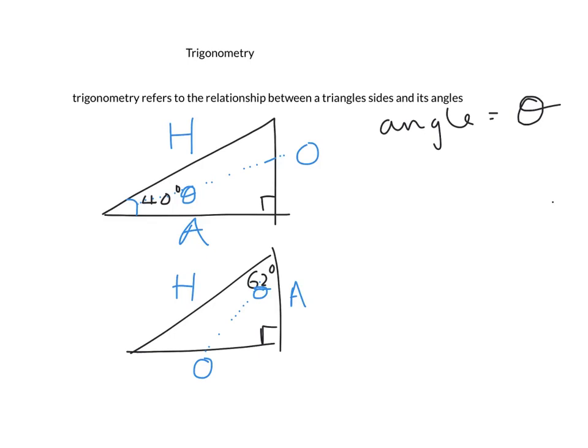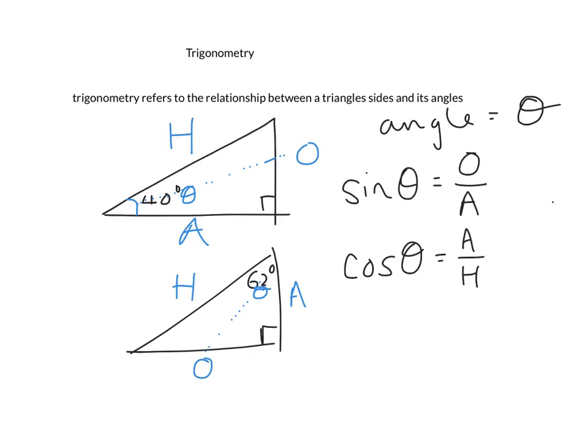All right, now there's three little formulas that we need to know about this. I'm going to write them down for you. It looks like this. So the first one is sine theta. It looks like sin, but we pronounce it sine. Sine theta equals opposite over adjacent. That's the first one. The second one, cos theta equals adjacent over hypotenuse.